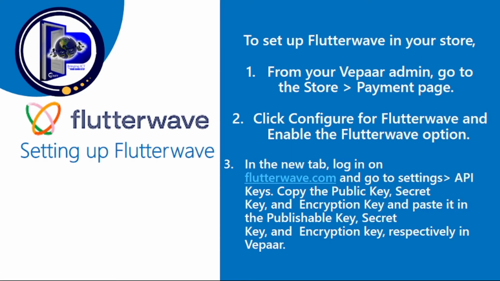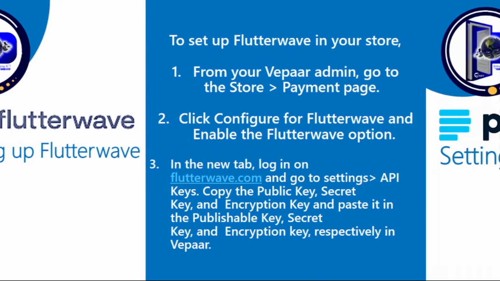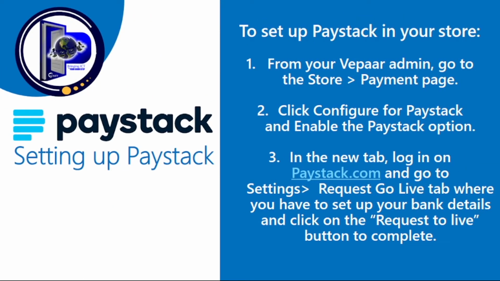Setting up Flutterwave. 1. From your Vepaar admin, go to the Store and Payment page. 2. Click Configure for Flutterwave and enable the Flutterwave option. 3. In the new tab, log in and go to Settings, API Keys. Copy the public key, secret key, and encryption key and paste them in the publishable key, secret key, and encryption key fields respectively in Vepaar. As I said earlier, Sir Prince will be taking us through it practically.